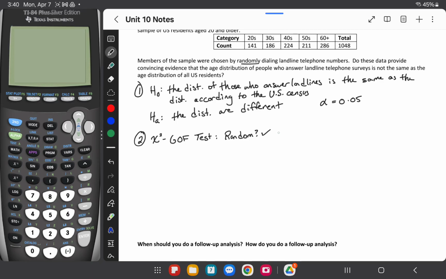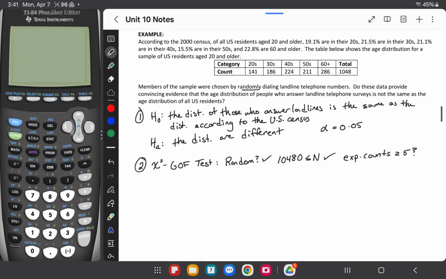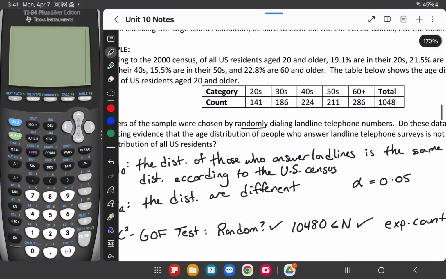There were a total, it says, of 1,048 people who were dialed. Is it reasonable to assume that there are more than 10,480 that they could have had in the population? And I would say definitely that is a reasonable assumption. Next, we need to check, are all of our expected counts greater than or equal to 5? And so to do that, we need to find our expected counts. So let's go ahead and below the counts for each category, let's find our expected counts for each of the categories as well.